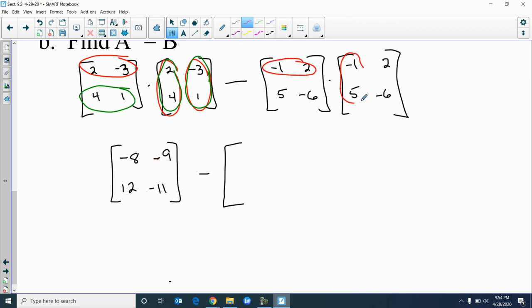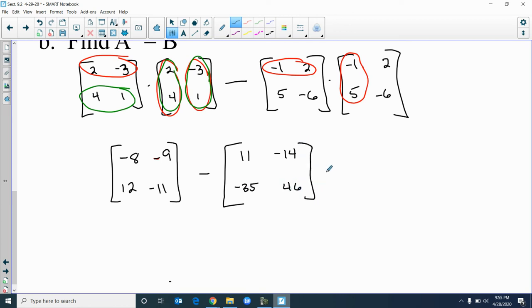Row 1 times column 1. So I get 1 plus 10. So I end up with 11. Okay, now for the others, I got negative 14. I got negative 35. And then I got 46.